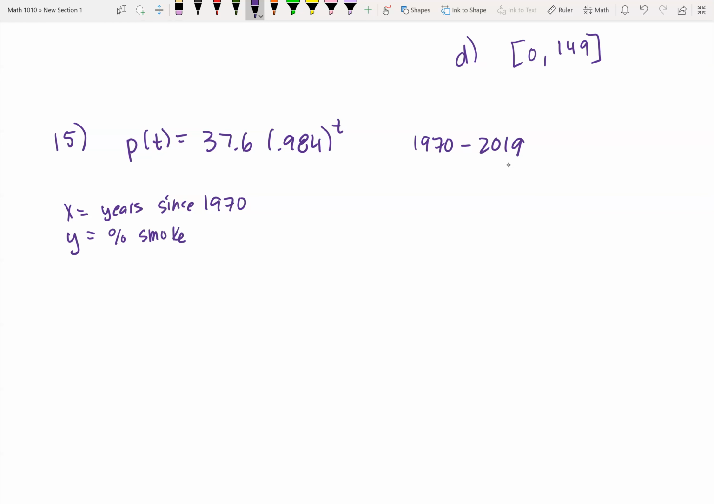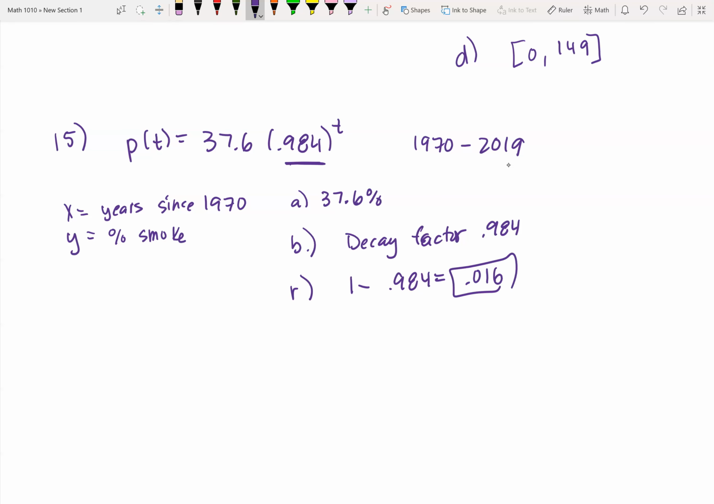Okay, so question A. Strange that it says, what is the initial investment? It should not say investment. It should say, what is the initial percentage of people that smoke? And that would be 37.6%. Okay, question B. There is your factor. And since it's smaller than 1, it's a decay factor. And that is 0.984. And then the rate is 1 minus 0.984. So you get 0.016. You can leave it just like that.